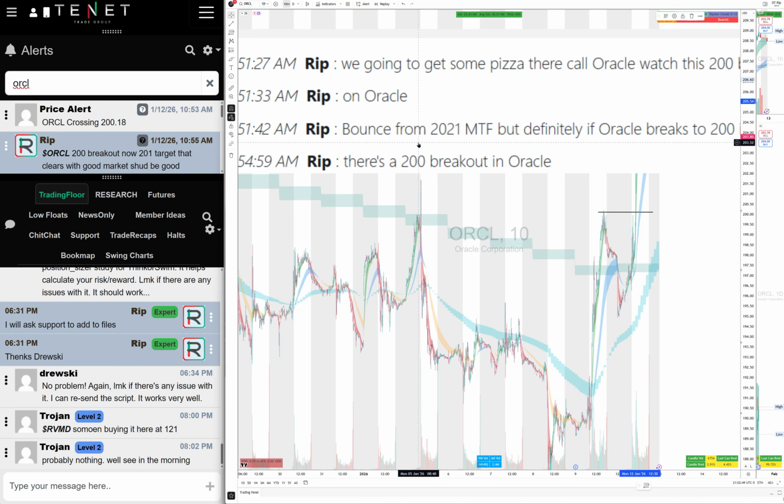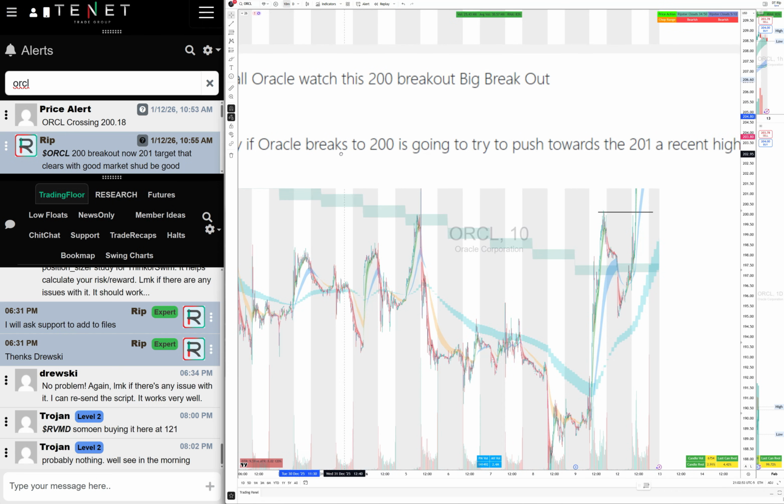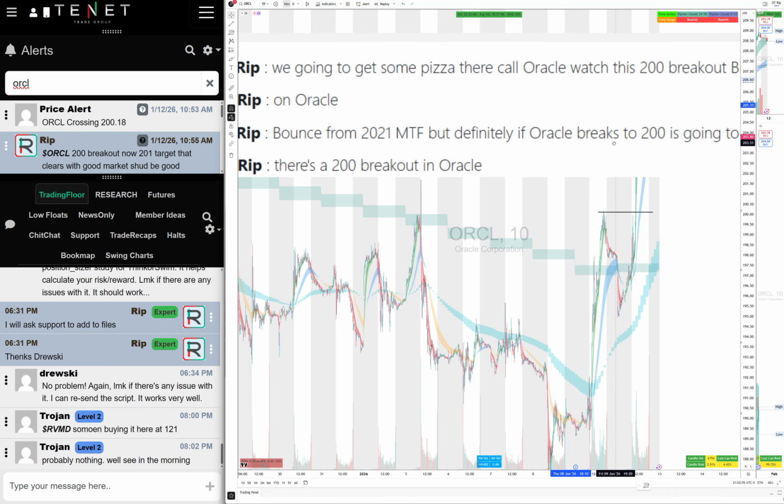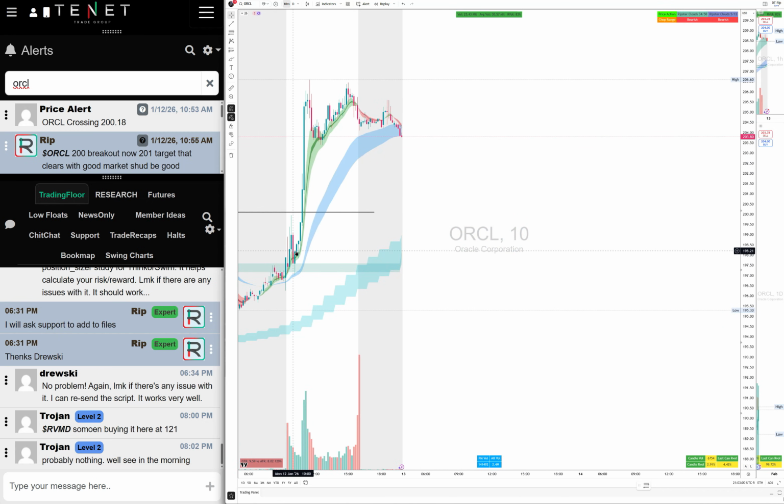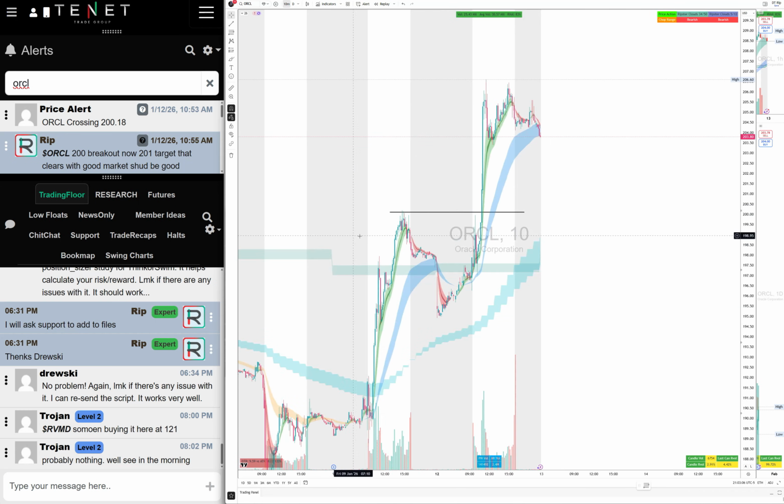Before the breakout, bounce for 2021 MTF, but definitely if Oracle breaks 200, it's going to try to push towards 201 and recent highs. So that was my voice guidance, and that's when a lot of traders took a long right here versus 199 on that breakout, or right here and adding into the breakout, risking a $1 there.